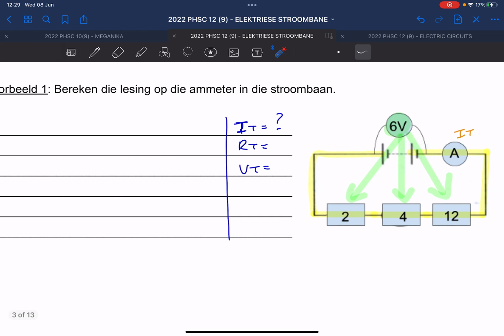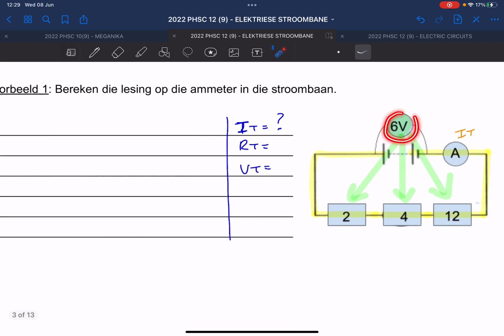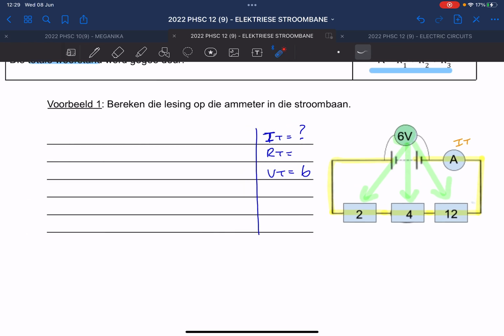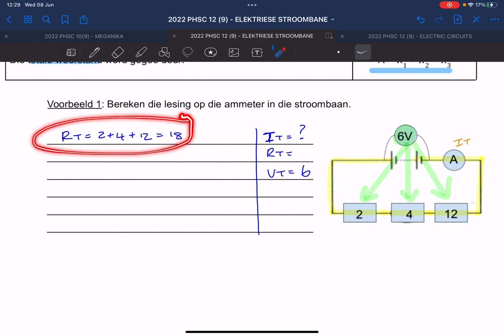Okay, die total volts is maklik. Daar is dit 6 volts, so 6. The total resistance will be what? Yes, 18, want dis 2 plus 4 plus 12 geef jou 18. Okay, you do not need to show this in a test. Jy is nou al graad 12. I'm just doing it for completion's sake.